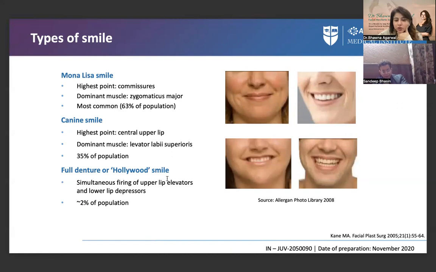And then the full denture or Hollywood smile. This is where upper dentition and lower dentition both are seen. Usually in a normal smile, only the upper dentition is seen. Very few people have this. In this smile, the upper lip elevators and lower lip depressors both are active, which is the Hollywood smile.